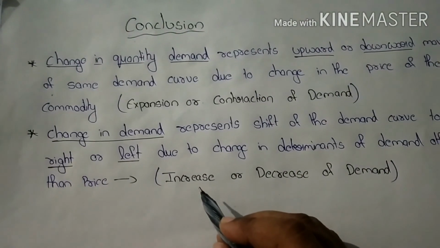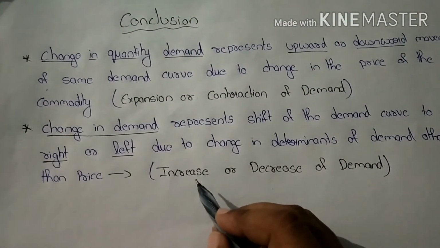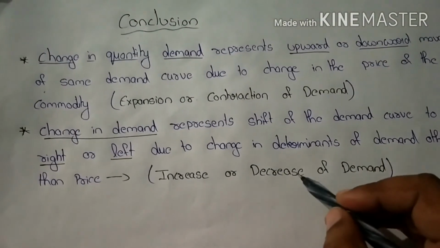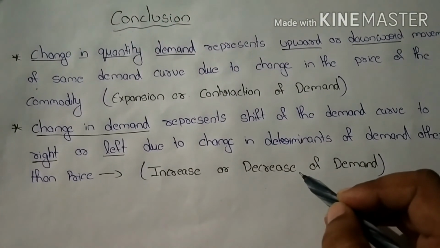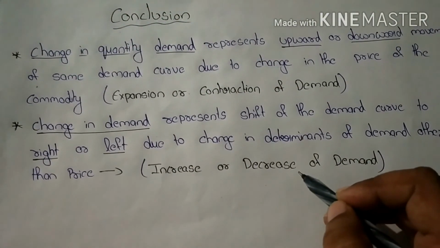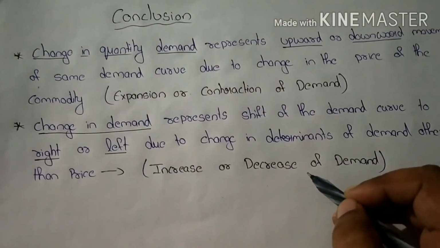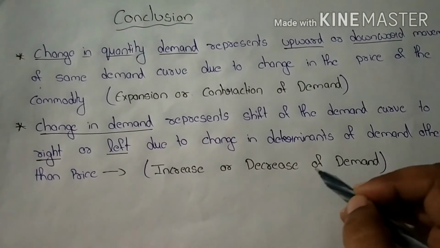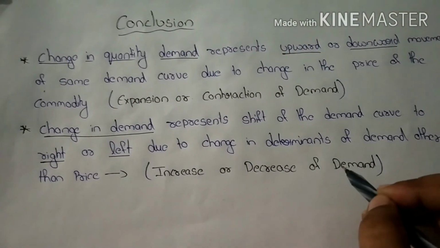If all the other determinants increase, then it leads to an increase in demand. If all the other remaining factors, like prices of related commodities, income of the consumer, taste and preference, population, and other factors, decrease, then it leads to a decrease of demand.